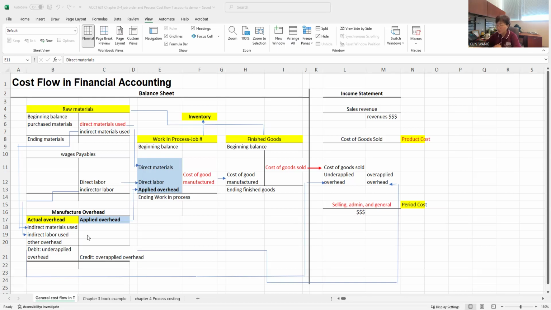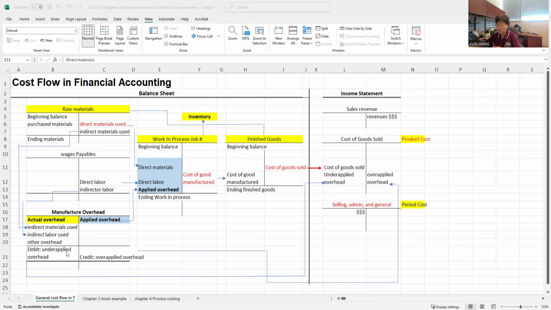And manufacturing overhead is a special indirect product cost. The overhead captures all of the supporting product costs over the accounting period. We use the applied overhead rather than the actual overhead to add to work in process. So at the end of the accounting cycle, we'll have some overhead balance because the actual overhead won't equal the applied overhead most of the time.